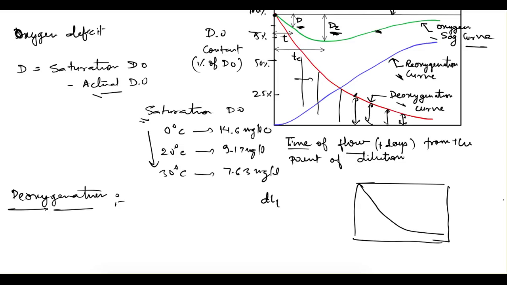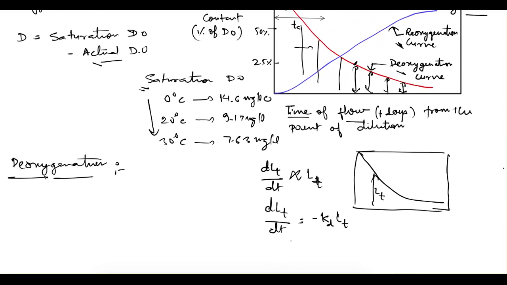That is, the rate of change of organic matter. Let's say Lt is the organic matter present at any time, and the rate is proportional to the organic matter present, that we have already done. We use dLt/dt equal to minus kd, let's say kd for deoxygenation, into Lt. This was the basic equation using which we derived our BOD equation also. So we can say this here also.